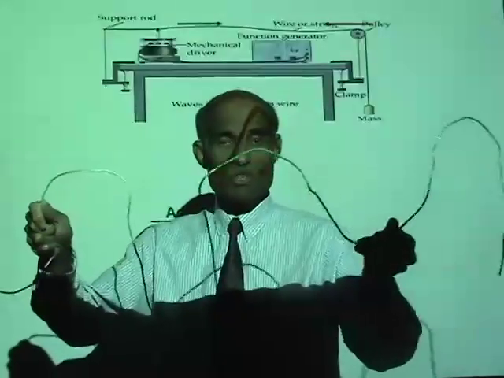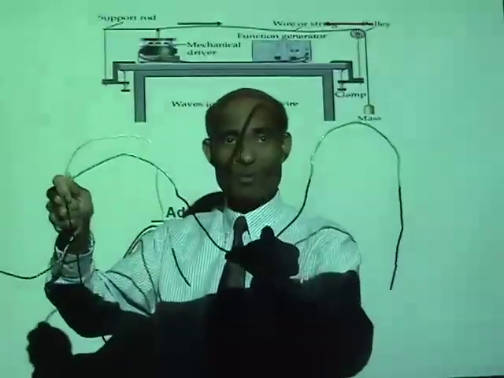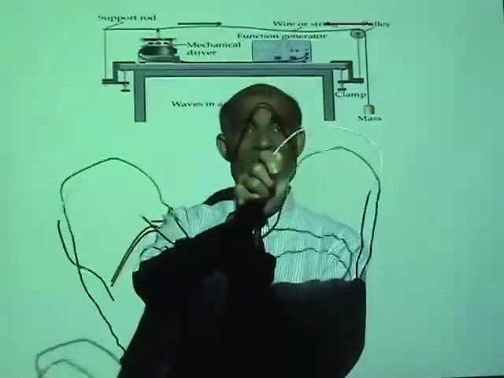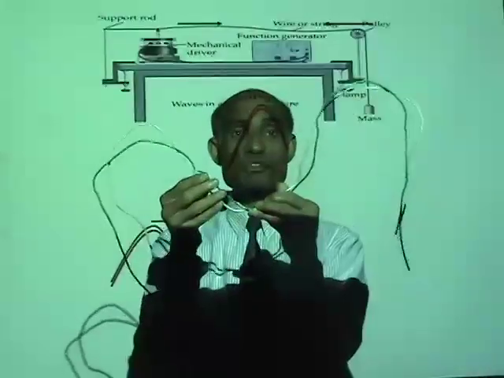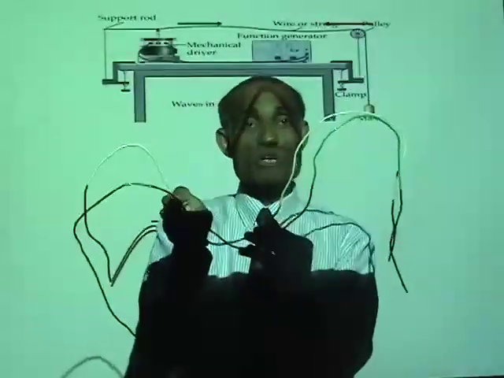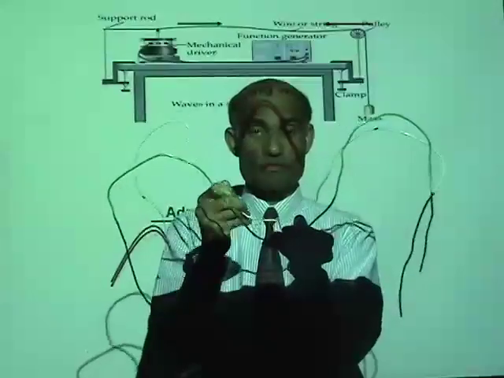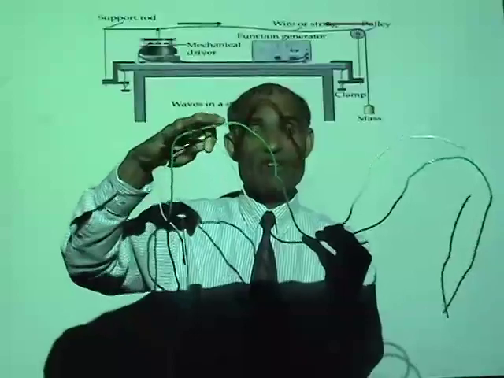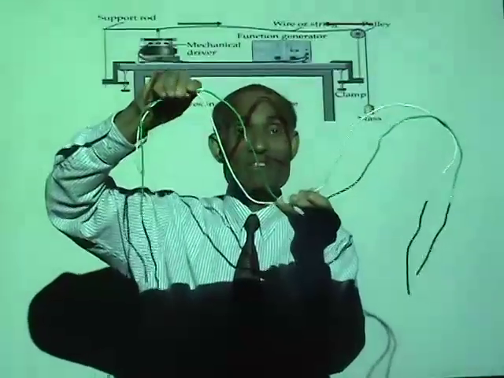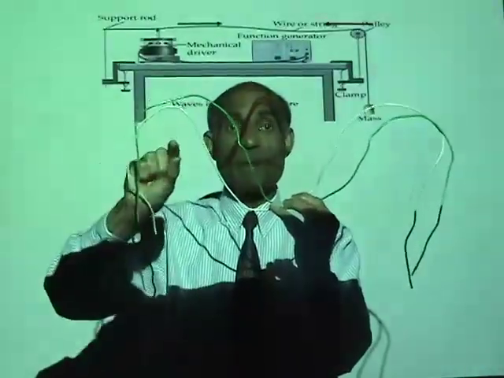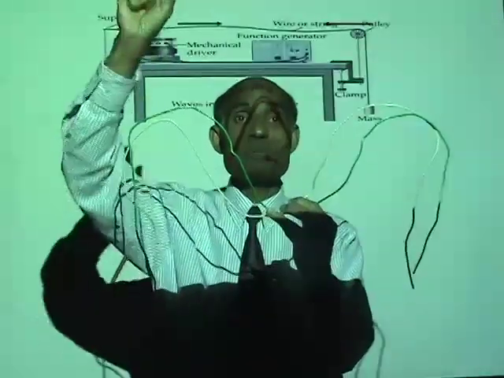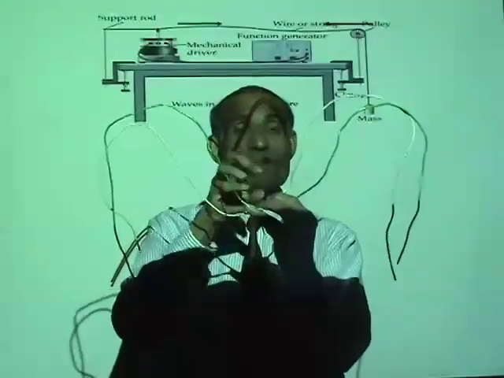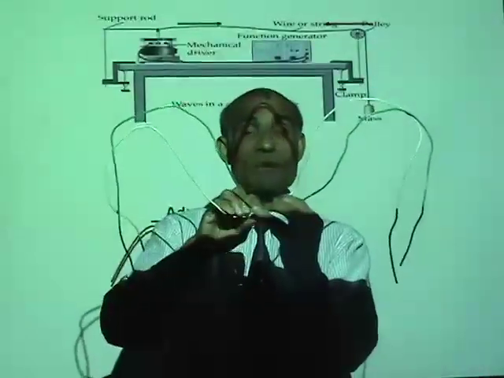So the green wave is going to go to the right, the white wave is going to go to the left. And you can see at some time, look at this, how they superimpose. You can imagine at a particular time, the crest of the green wave and the crest of the white wave are together. That means a particle here will have maximum displacement. The trough of the two waves are together. The particle here will have maximum displacement.